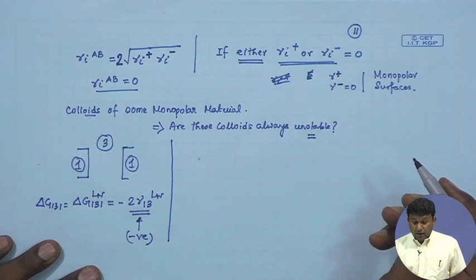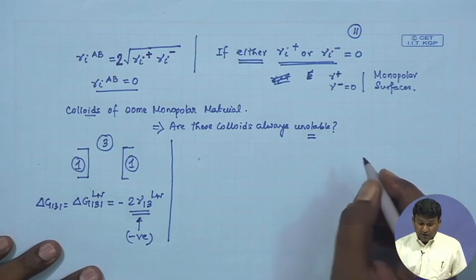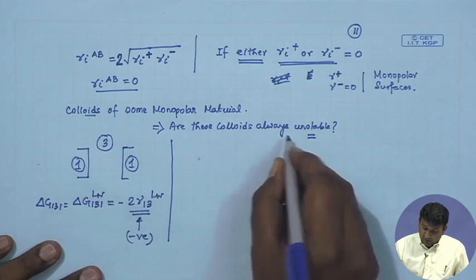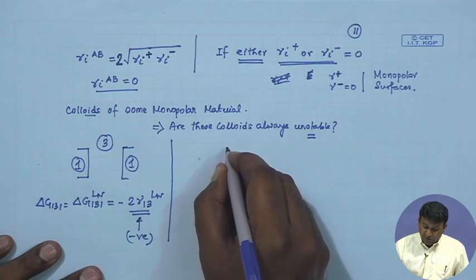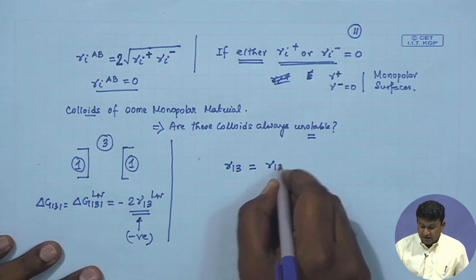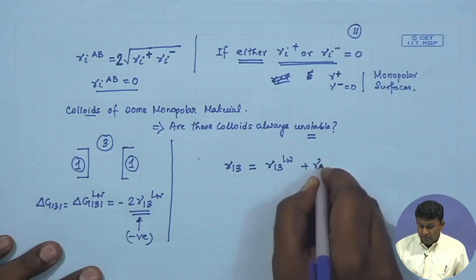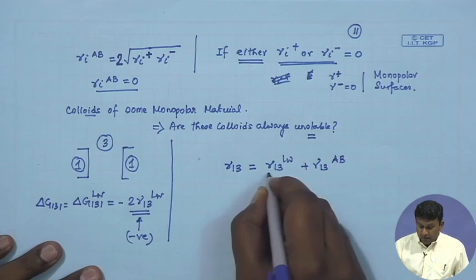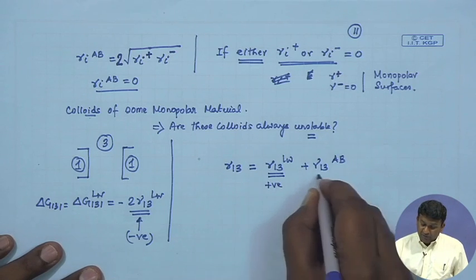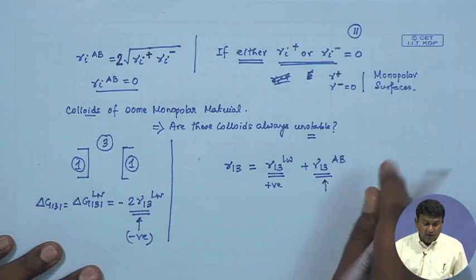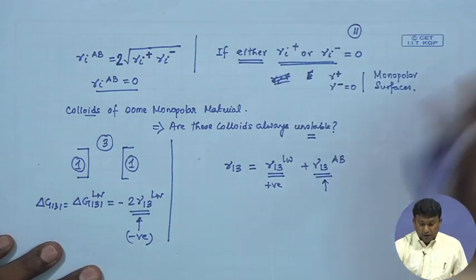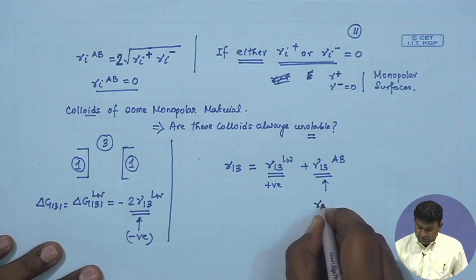Well, please do not jump to conclusions, because when we are considering a colloidal dispersion, even with a monopolar colloid, this gamma 1,3 term in fact contains gamma 1,3 LW and gamma 1,3 AB, and there is no need to discuss gamma 1,3 LW any further, it is always positive. But please be careful, this gamma 1,3 AB in fact contains these terms.